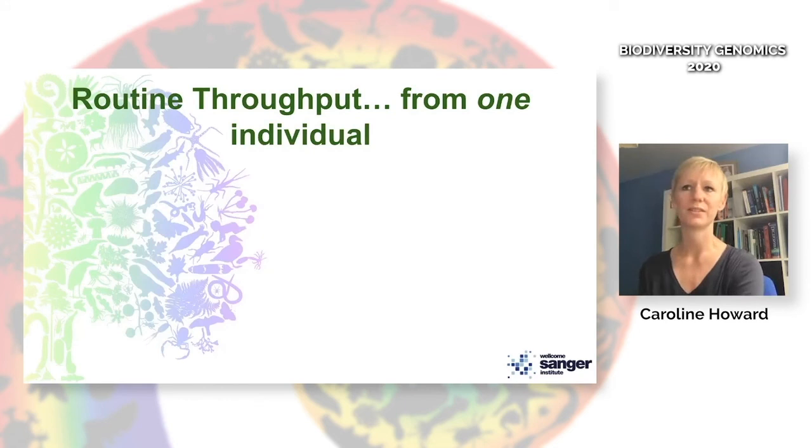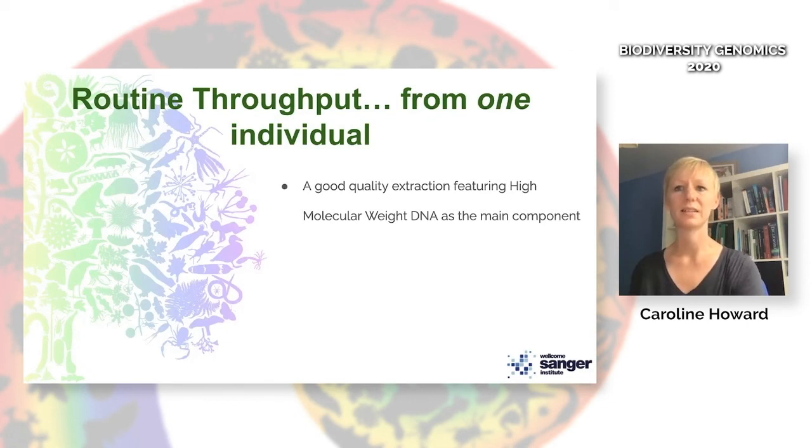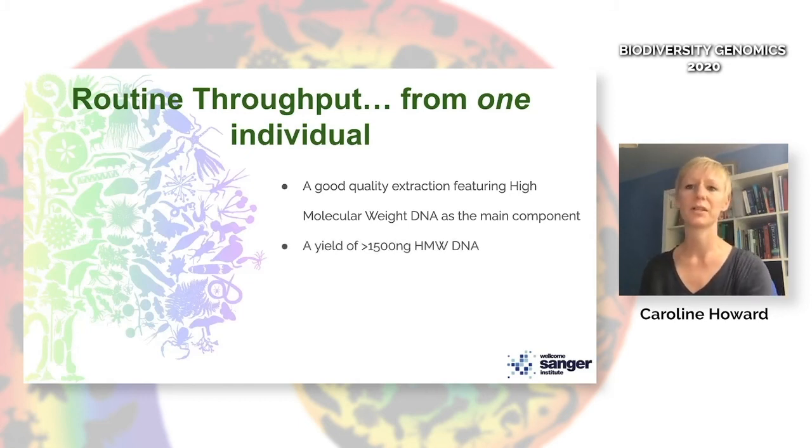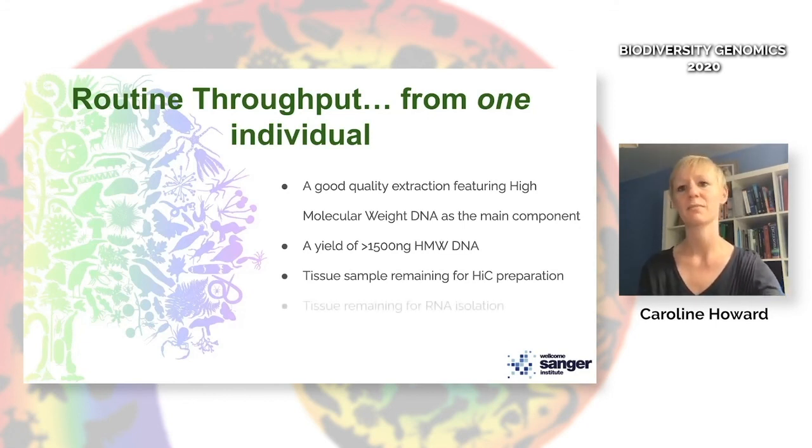So the routine throughput that I've just described is a fairly simple and fairly nice process flow. However, we need to do this from one individual from each species. That requires an extremely good quality extraction with high molecular weight DNA featuring as the main component. Currently, we require a yield of approximately 1,500 nanograms of high molecular weight DNA. We will be looking in future to reduce that number, but at the moment, that's where we are. We also need to have some tissue sample remaining for the Hi-C preparations, and again, some tissue remaining for the RNA isolation.